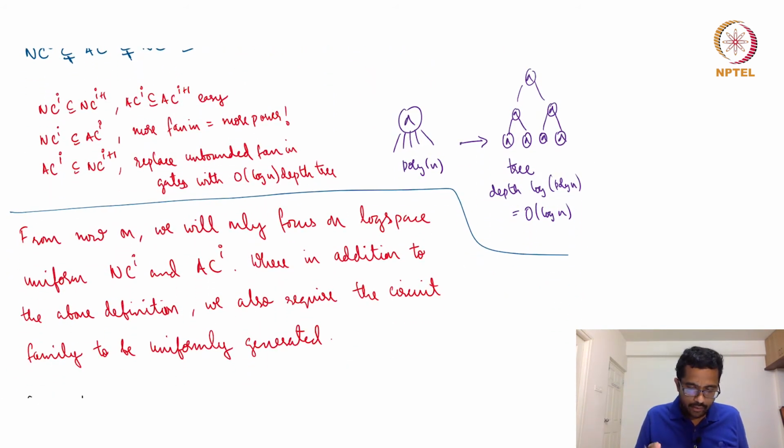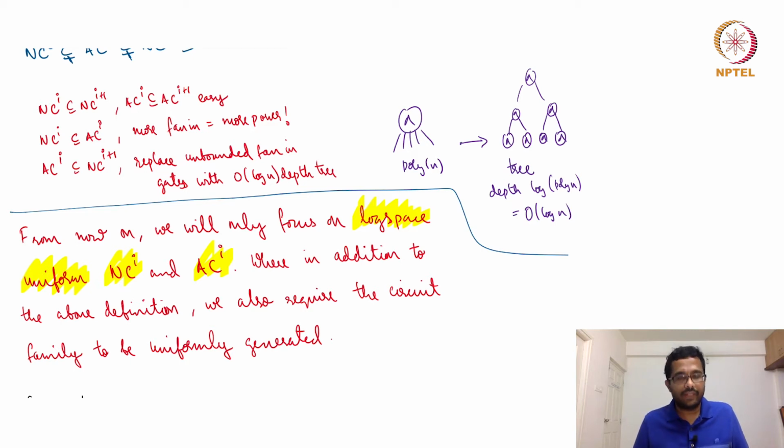And like I defined in the previous lecture, you could also define log space uniform NC and AC, right? Whatever I said so far holds for all the NC and AC languages. But now let us focus on log space uniform NC and AC. So from now on we will just stick to log space uniform versions of NC and AC, okay?